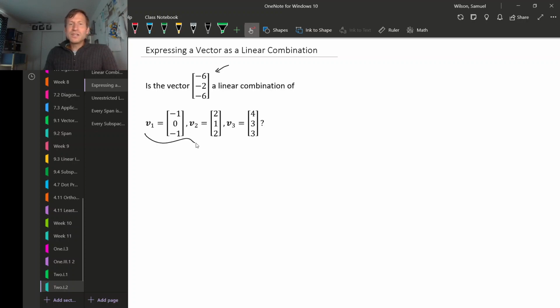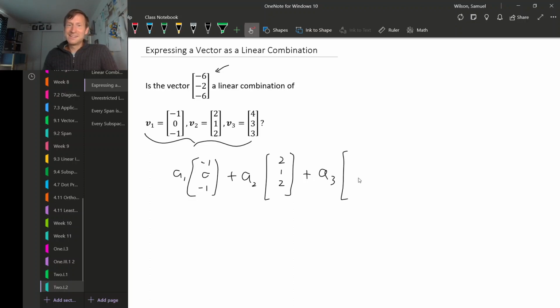Well, what would a linear combination of these 3 vectors look like? It would be some coefficients, some scalars, so a1 times -1, 0, -1, plus some other scalar times 2, 1, 2, plus a third scalar, a3, times 4, 3, 3. And we want to know, is it possible to choose scalars so that this is equal to -6, -2, -6?